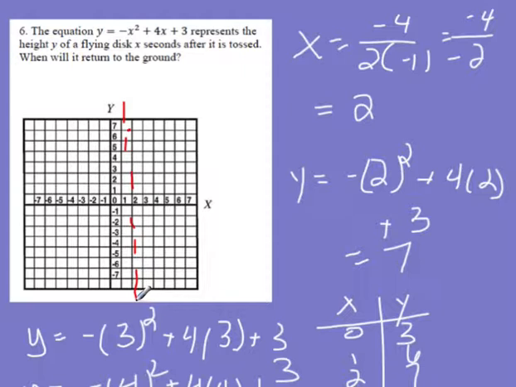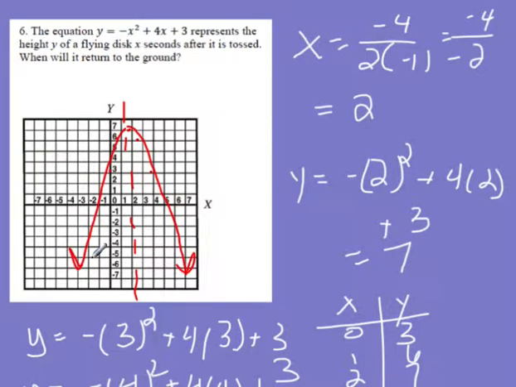Next, I want to figure out when it's going to hit the ground. So I'm going to finish graphing that parabola. So then I'm going over 1, up 6, and over 3, up 6. Over 4, up 3. Over 0, up 3. So then I'm going to go ahead and graph that parabola.